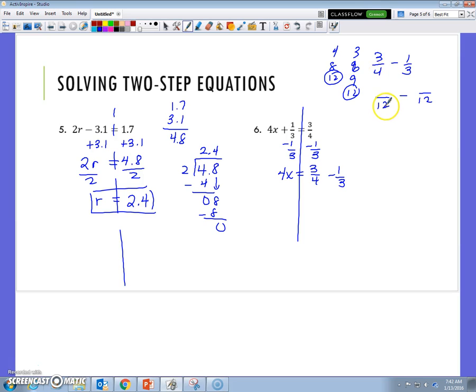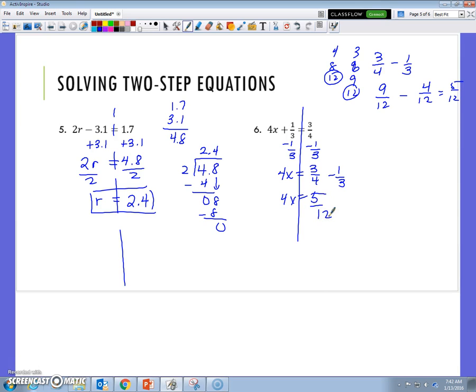So 4 times 3 would be 12. 3 times 3 would be 9. 3 times 4 would be 12. 4 times 1 would be 4. So 9 minus 4 makes 5. 5/12. So I'm going to say 4x equals 5/12.